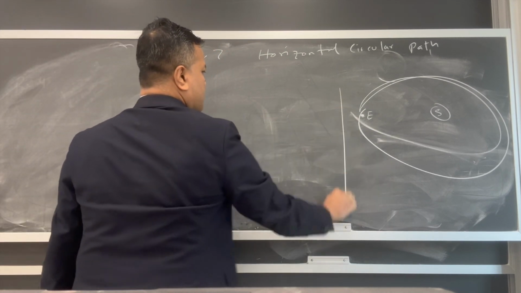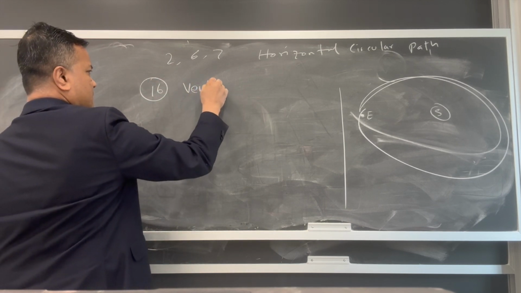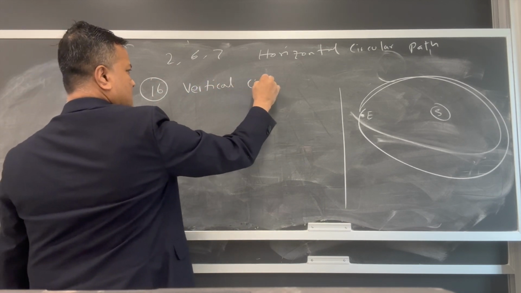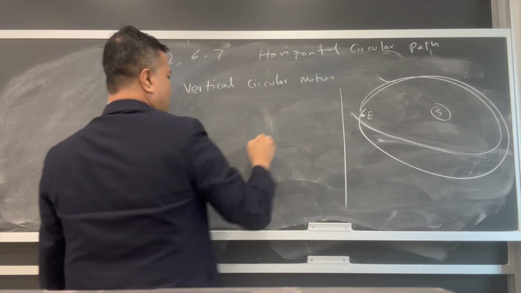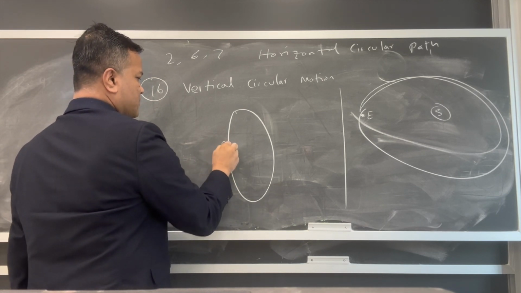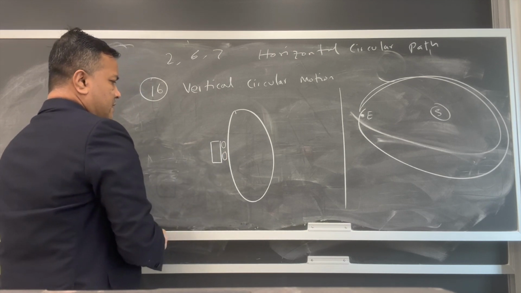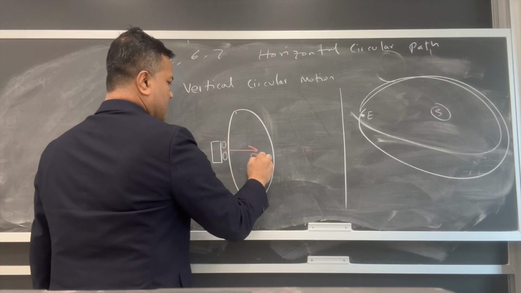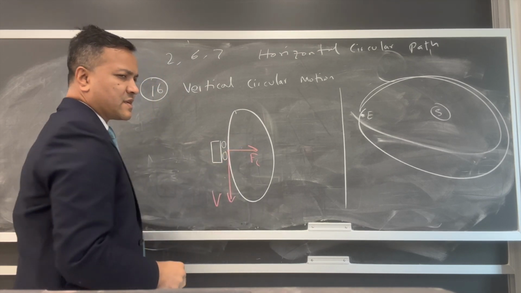Okay. Now, problem number 16 is vertical circular motion. An example is a roller coaster. If the roller coaster is at this location, and I ask you to find the force and velocity direction, they are 90 degrees with respect to each other.